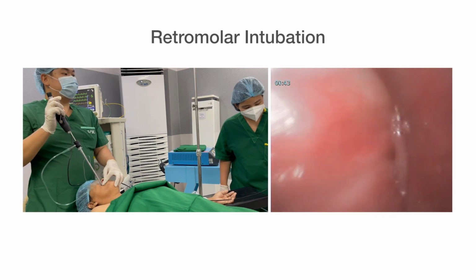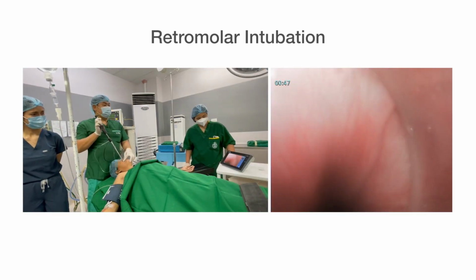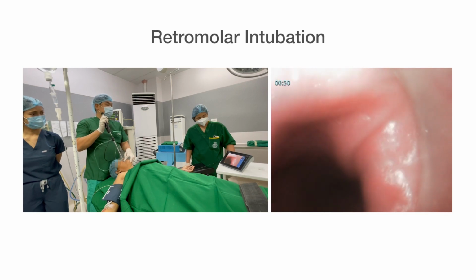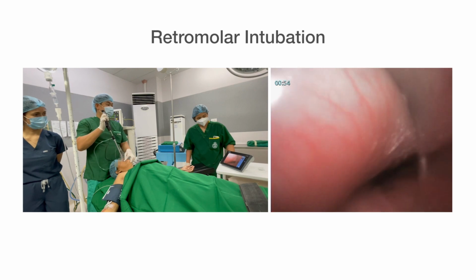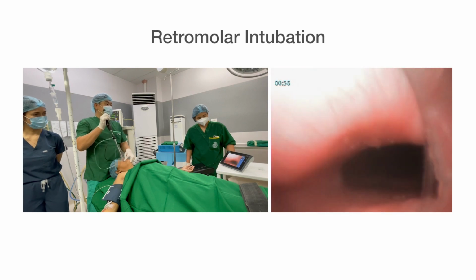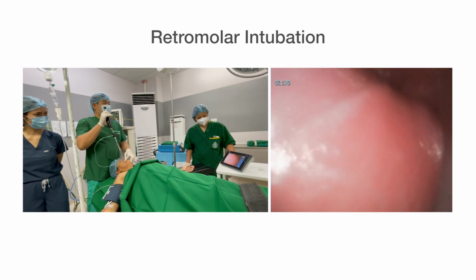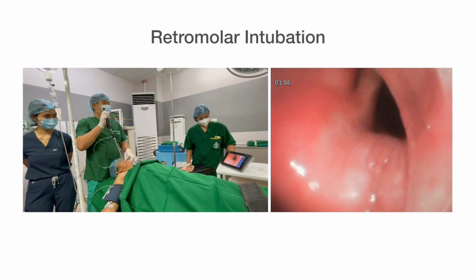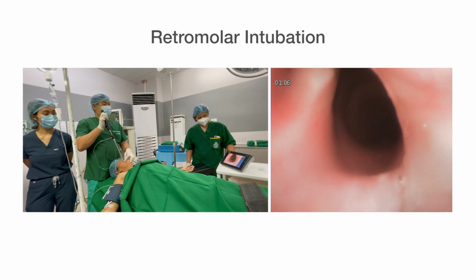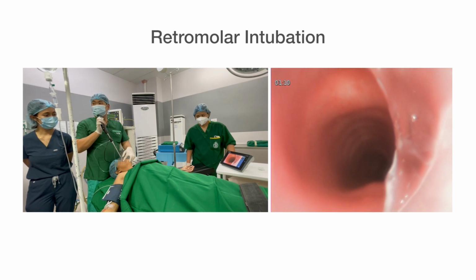The key here is to recognize where you are. Also, make your movement small so that you don't overshoot where you want to go. If you end up in the esophagus, pull the scope slowly until you are facing the glottis.